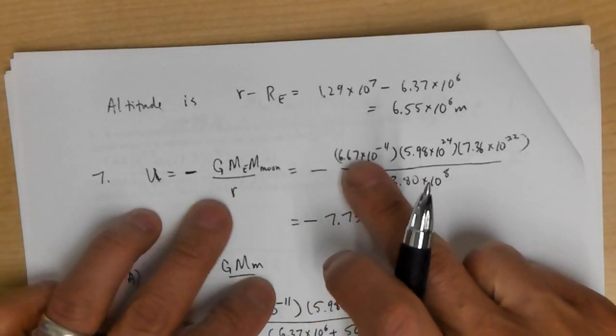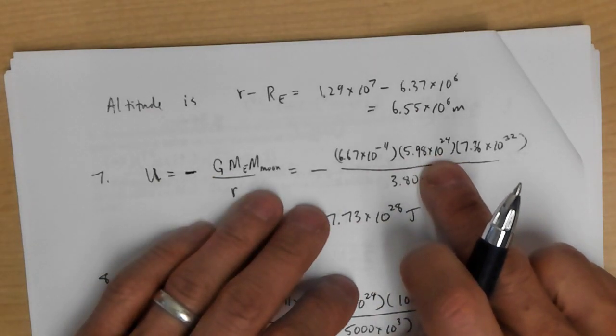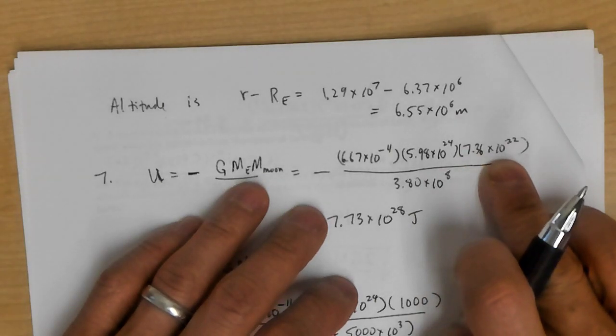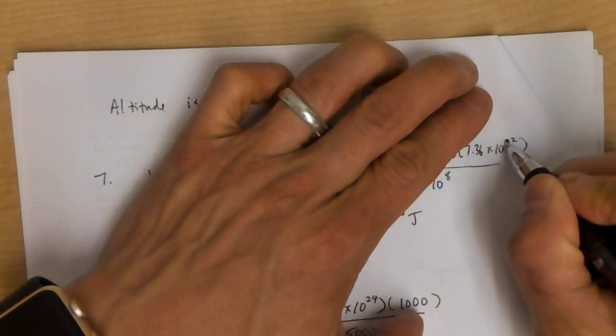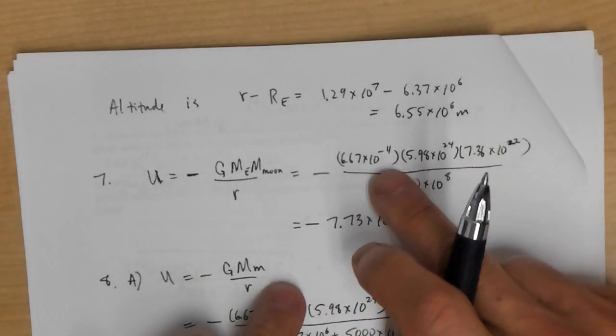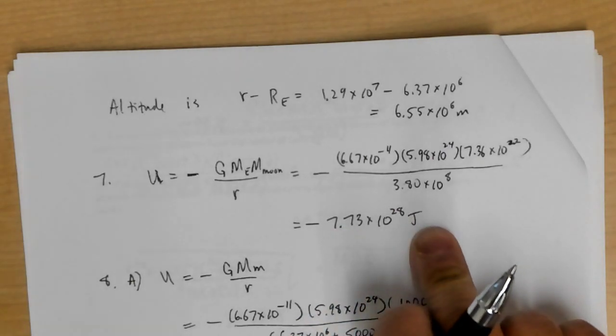So we have minus 6.67 times 10 to the negative 11, times the mass of the Earth, 5.98 times 10 to the 24th, times the mass of the Moon, that's also given, 7.36 times 10 to the 22, and then we divide by the distance between them, 3.80 times 10 to the 8. We put it into the calculator, and we get negative 7.73 times 10 to the 28th joules.